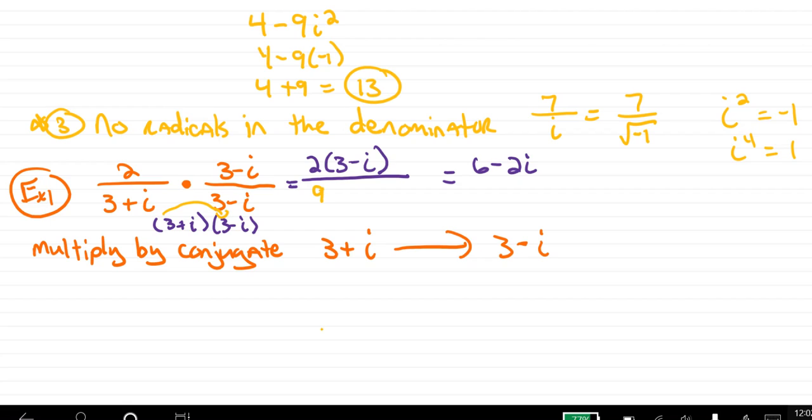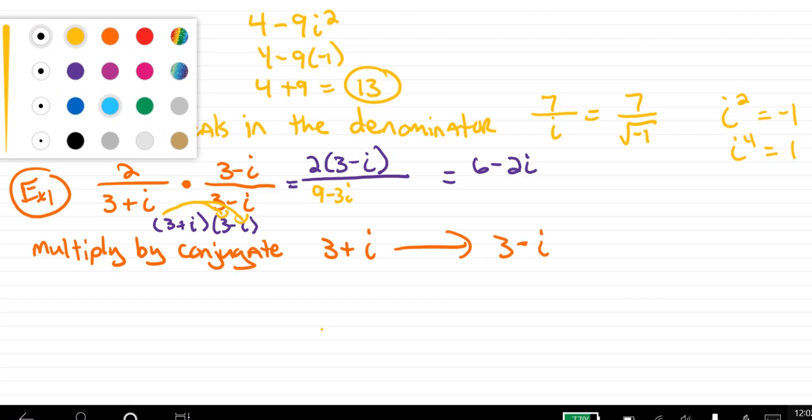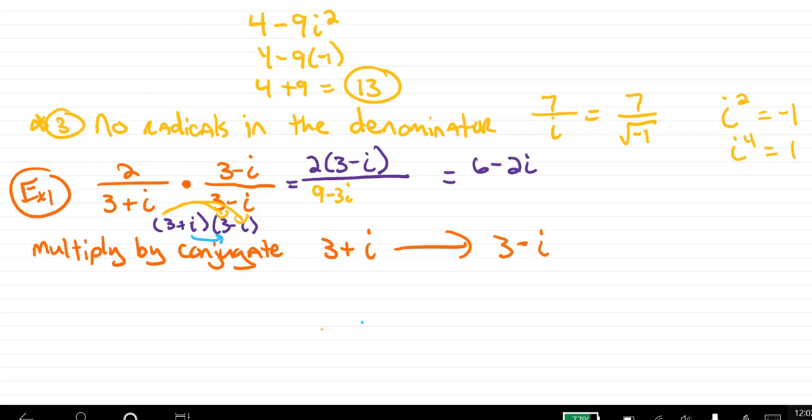So on the bottom, what we'll end up with when we distribute, 3 times 3, we'll get 9. 3 times I, we'll get negative 3I. Then we distribute the second term. I times 3 is 3I again. And then I times I is minus I squared. We simplify that, we're going to end up with 9. The I terms will cancel. And then this will be minus a negative 1. Minus a negative 1 will end up being plus 1. So it'll end up being 6 minus 2I over 10.